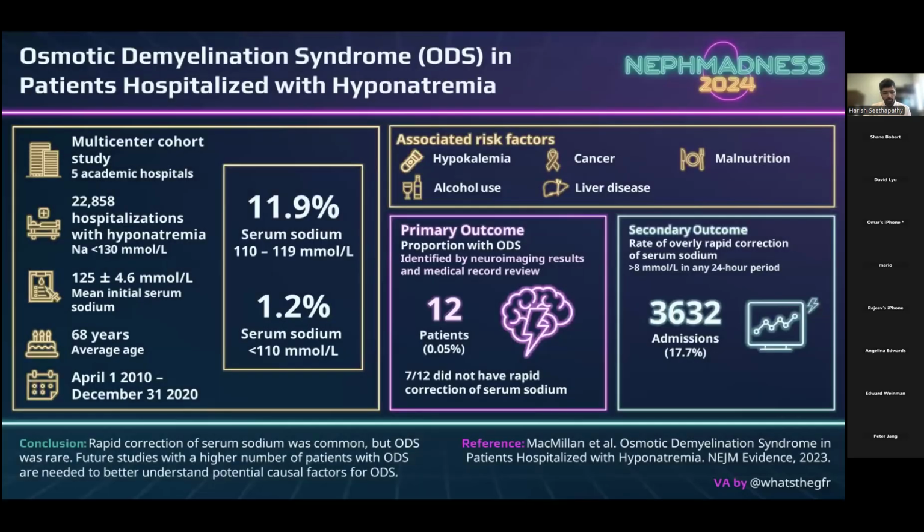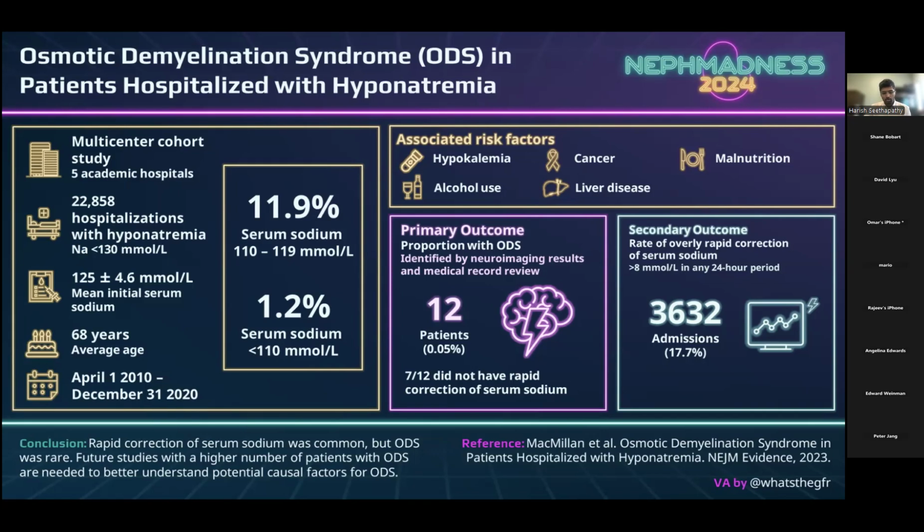So the first study by Macmillan was a Canadian cohort of almost 23,000 hospitalizations. It's important to note that this study's threshold was less than 130. So only around 12% of patients had a sodium of less than 120. The majority were between 120 and 130, which you could argue is important because the majority of CPM occurs in that group between 120 and 130, right? But even among the 23,000 hospitalizations, all they found was only 12 cases of ODS. This was the entirety of Canada in 5 academic hospitals, like a very large population.